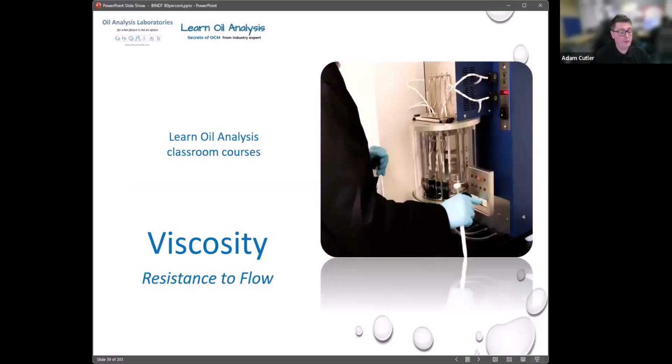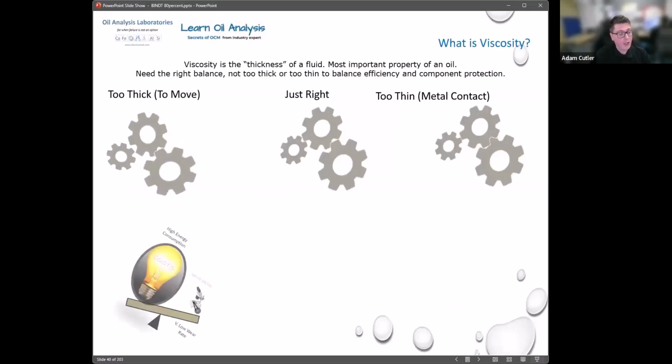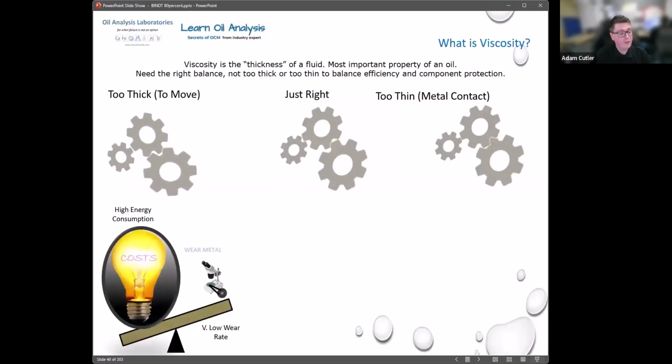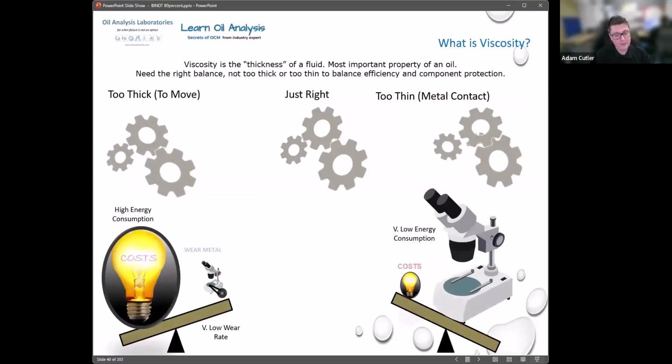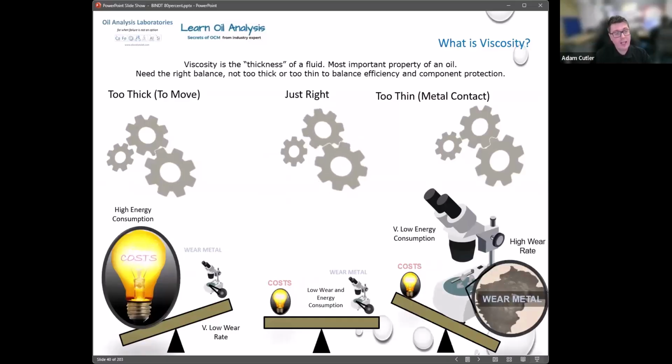So let's talk about the first of those, viscosity. Viscosity, or resistance to flow, is its definition. An oil can be too thick. When it's too thick, it can give you high energy consumption but a low wear rate because you've got a thick film thickness. Or it can be too thin, and so you're getting more metal to metal contact. That metal to metal contact is leading to more wear, but you get better energy efficiency, at least at the start. Or you have it just right.